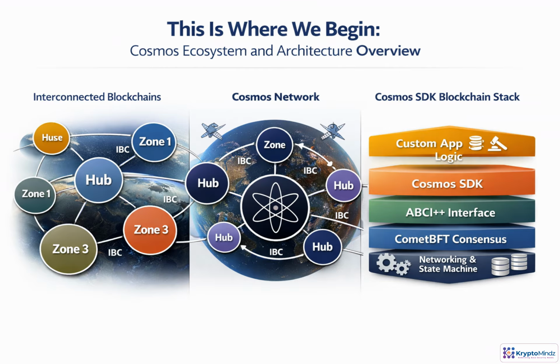Let's start by building the map. Cosmos is not one blockchain. It is an ecosystem of sovereign chains that can connect and exchange data through IBC. Some chains act as hubs, others as zones, but each keeps its own application and governance. Under the hood, a Cosmos SDK chain separates custom business logic from networking, consensus, and the ABCI++ boundary. Once that structure is clear, the rest of the module has a place to fit.